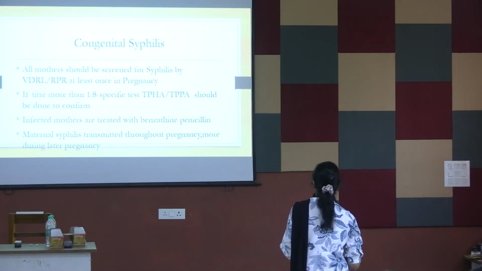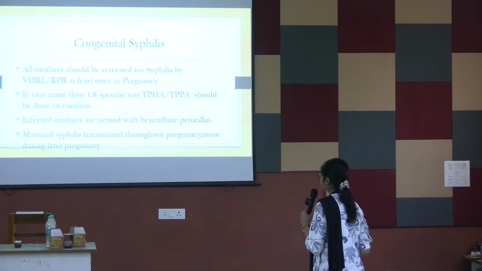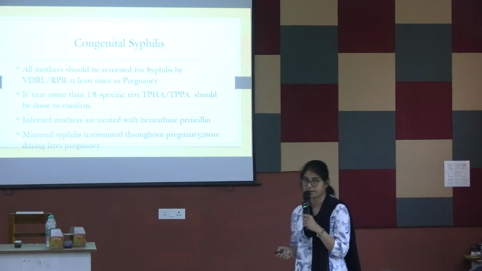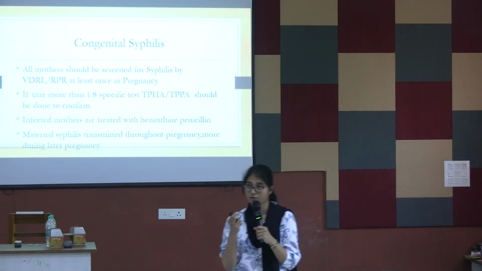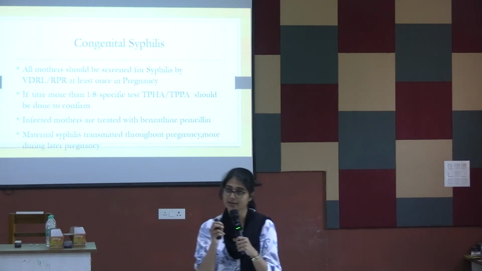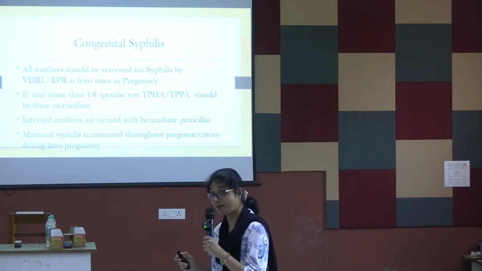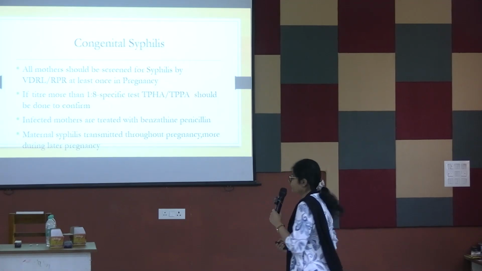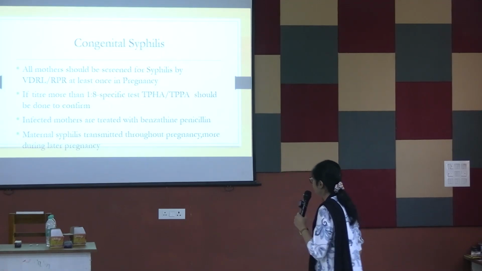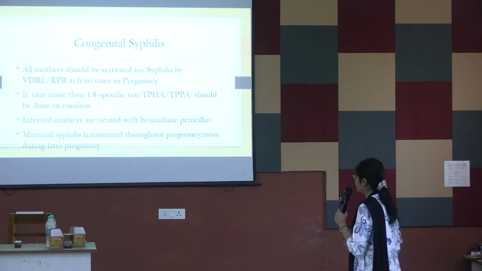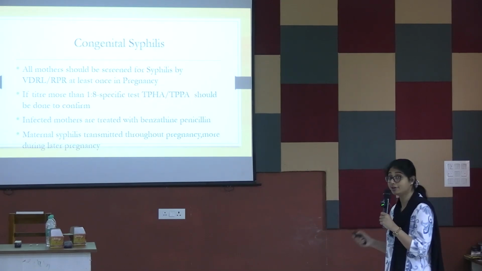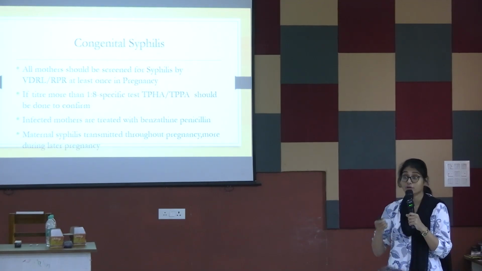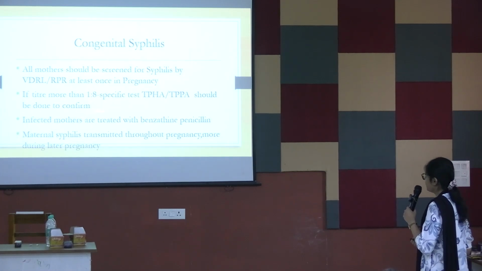Now we will talk about congenital syphilis. All mothers should be screened for syphilis by VDRL test or rapid plasma reagin test at least once in pregnancy. If you go through the mother and child protection card given by the Government of India, you will see the VDRL test is written. You will have to test it. If the titer is more than 1:8, you will have to perform a specific test, that is Treponema pallidum hemagglutination assay, TPHA or TPPA. You have learnt about it in microbiology, remember. Treponema pallidum is a spirochete. Okay, it should be done to confirm.